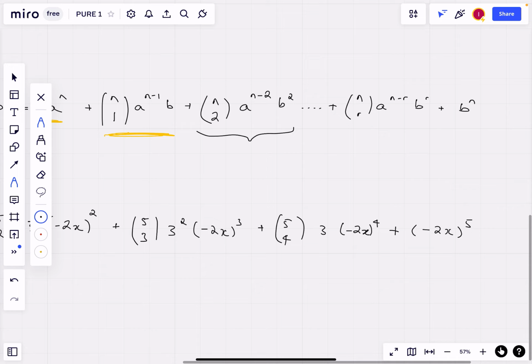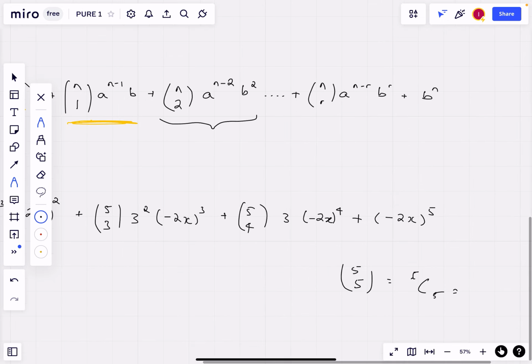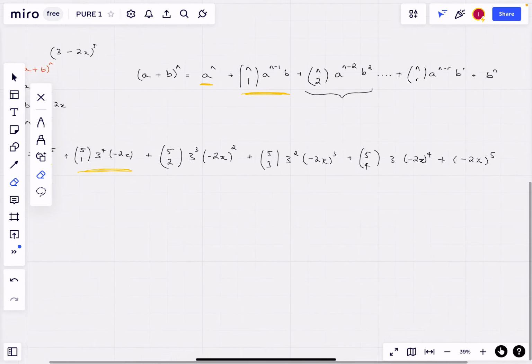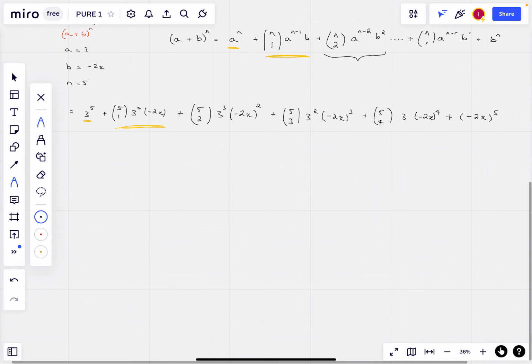3 to the power of 0 gives us 1, so that cancels out. That's no longer there. And 5, put it in your calculator. Put in 5c5. What does that give you? That gives you 1 as well. 3 to the power of 0 gives you 1. So it's like doing 1 times 1 times minus 2x to the power of 5. We're not going to write the ones. So that is our final term, minus 2x to the power of 5. So it's quite long. I hope you can still see it. That is our full binomial.